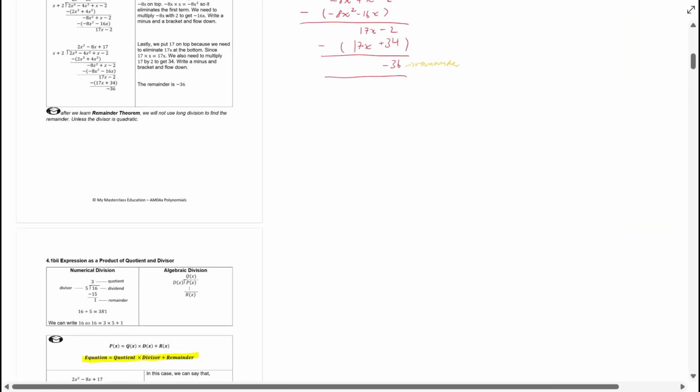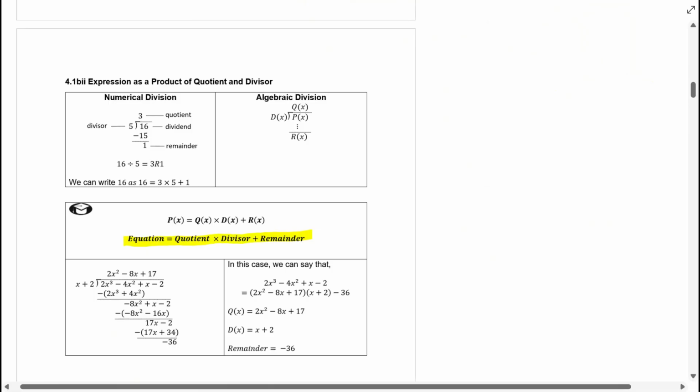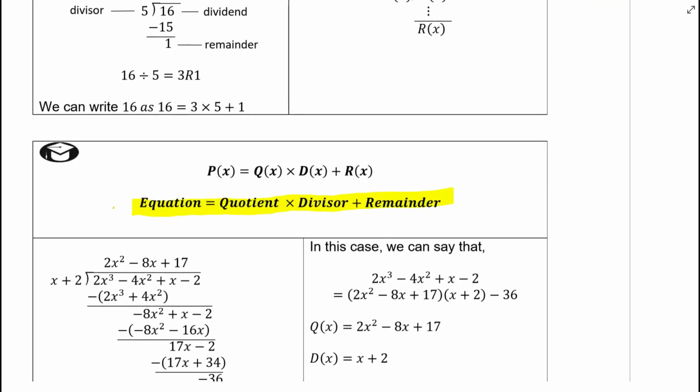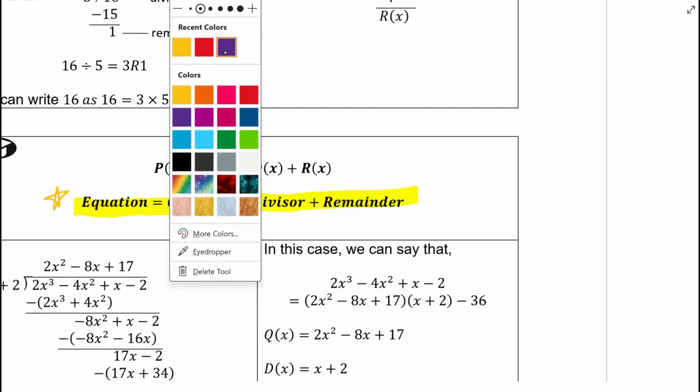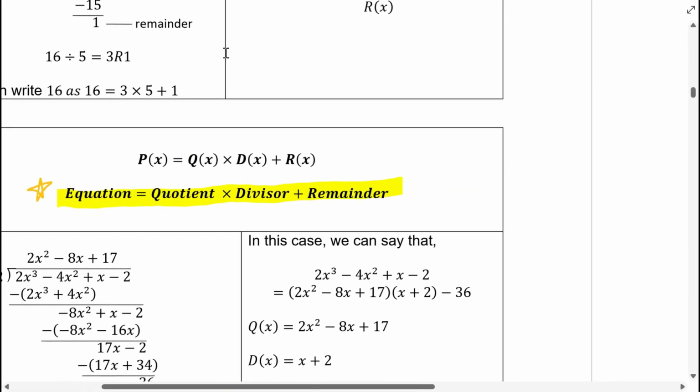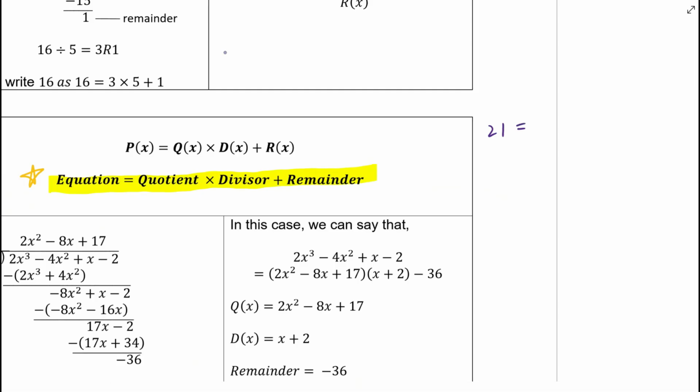So now we have to learn how to express our polynomial as a product of the quotient and the divisor. So this is the key concept you have to know. Your polynomial equals to your quotient times divisor plus remainder. It's like, let's say if I bring back the previous numerical example of 21 divided by 5. 21 can now be equated to quotient 4 times divisor 5 plus your remainder of 1.